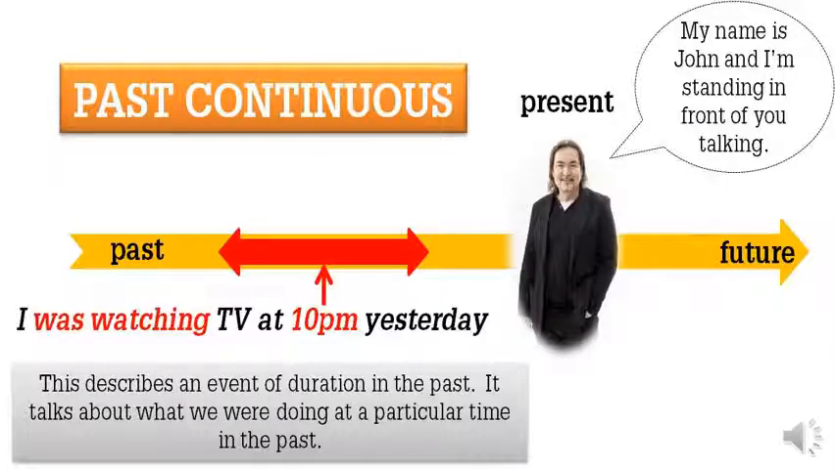Now, look at the timeline again. In the present, the person talks about an action that happened in the past. I was watching TV at 10 p.m. yesterday. This describes an event of duration in the past. It talks about what we were doing at a particular time in the past. Look at the particular time, 10 p.m. yesterday. This means we use the past continuous to talk about an action that happened at a particular time in the past.